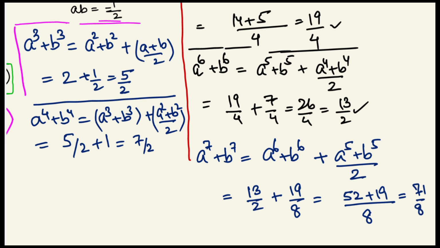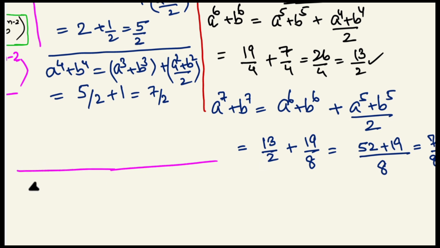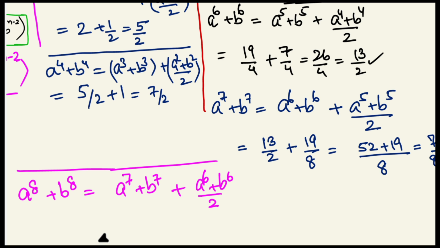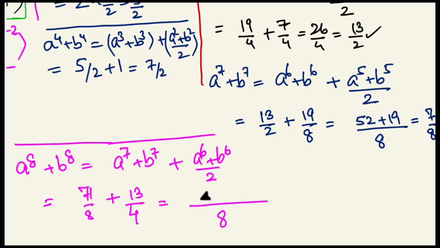Now we need to calculate the final term, which we need to find. This is 71 upon 8. And this is 13 upon 2. And this 2 here will become 13 upon 4. Answer becomes 97 upon 8.